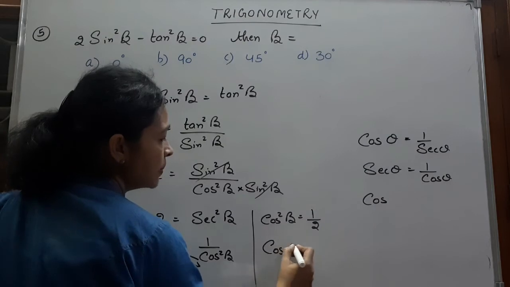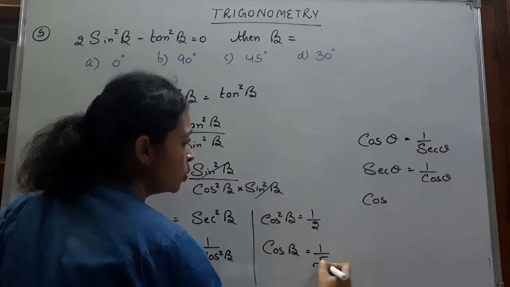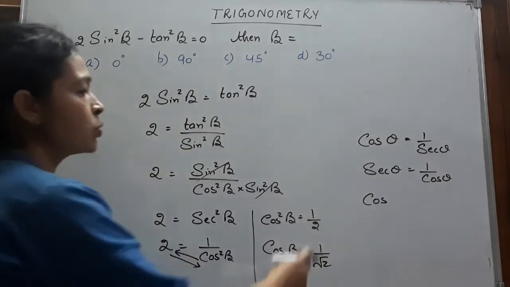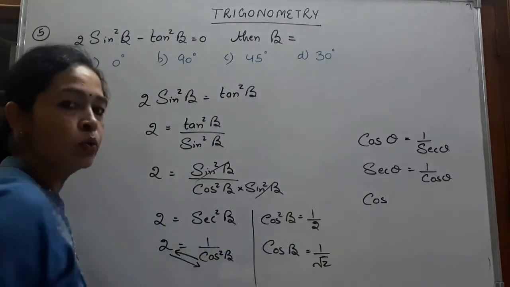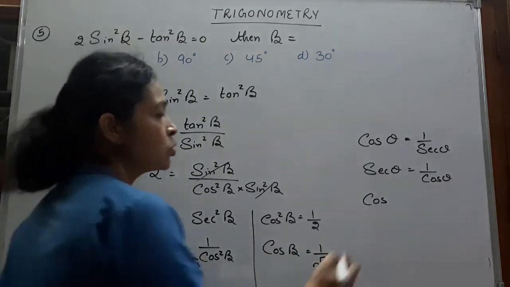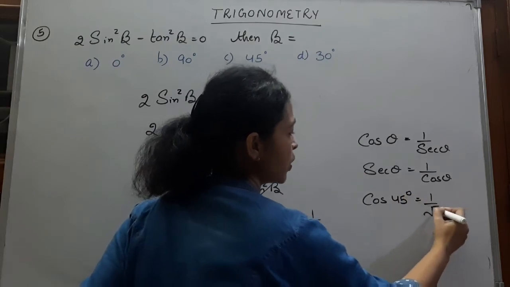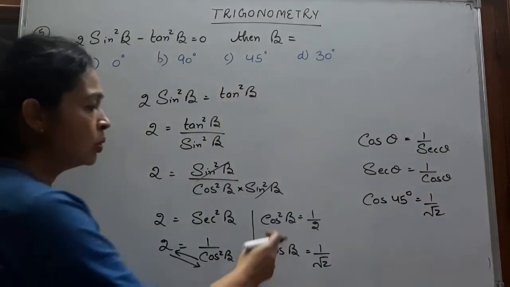Take cos square beta on the left hand side and 2 on the right hand side. So taking the square root on both sides, cos beta equals 1 by root 2. Square root of 1 by 2: square root of 1 is 1. We will get 1 by root 2. So which value of cos is 1 by root 2? Cos 45 degree is 1 by root 2.